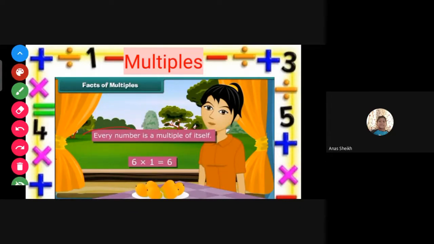Every number is a multiple of itself. Whenever you make a list of multiples of 2, and after this multiples of 3, the first one is itself. The list starts with the number itself.